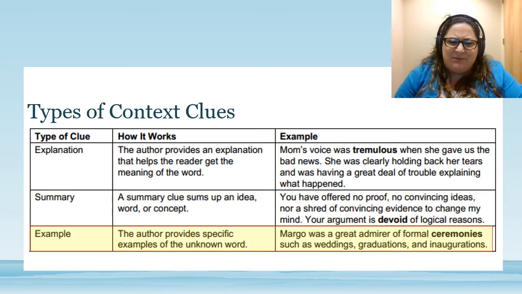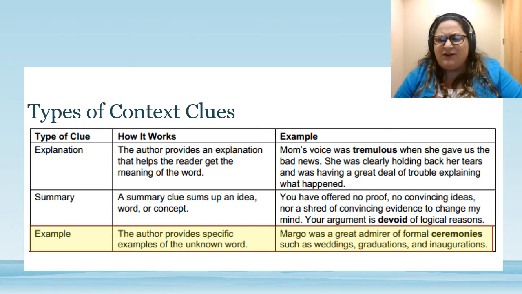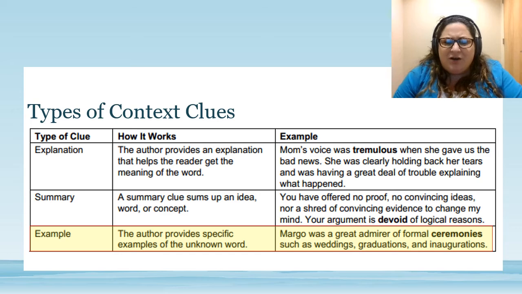And the example type clue. This is when the author will provide a specific example of the unknown word. "Margot was a great admirer of formal ceremonies, such as weddings, graduations, and inaugurations." We are given a direct example of what a ceremony is. It's some sort of a formal event.